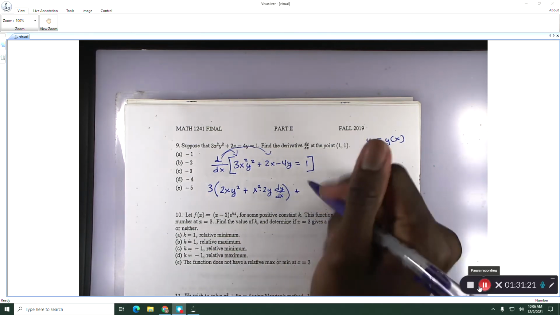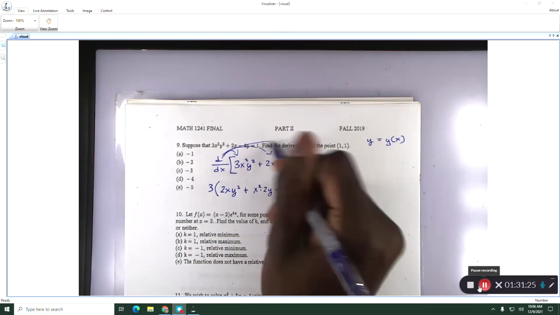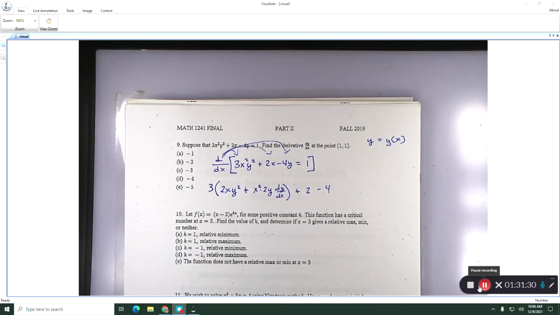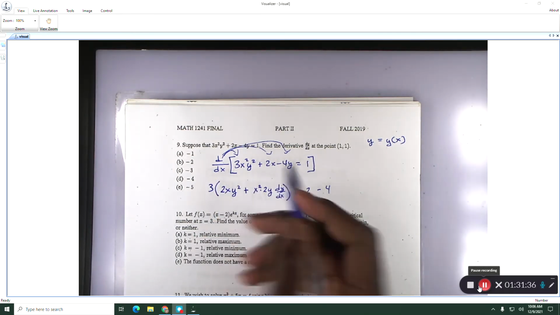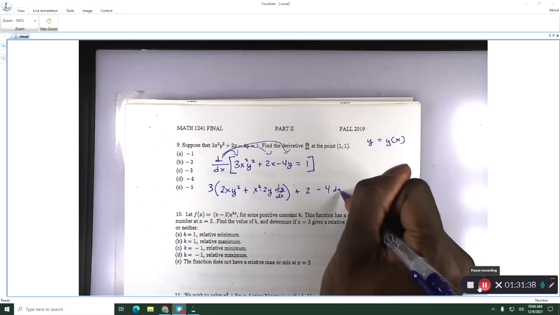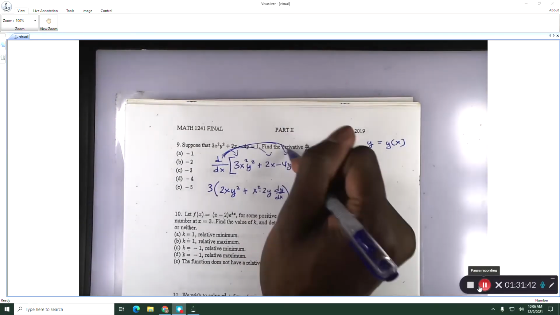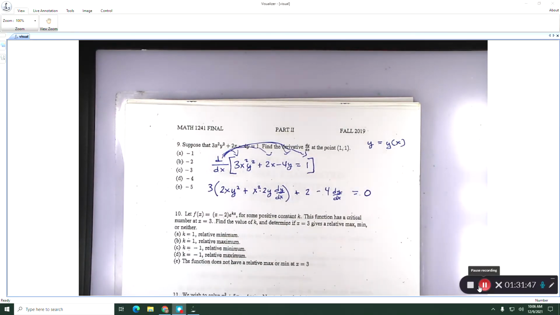I'm not just multiplying it, I'm actually taking the derivative of each of these parts. The derivative of 2x is just 2. Then I'm going to take the derivative of 4y. Well, 4 is just the scalar, it's going to be multiplied times whatever result I get. Well, the derivative of y with respect to x is just going to be dy dx. And then the derivative of 1 is going to be equal to 0.